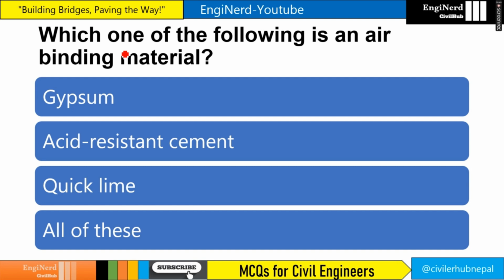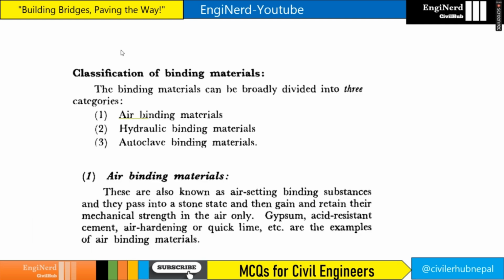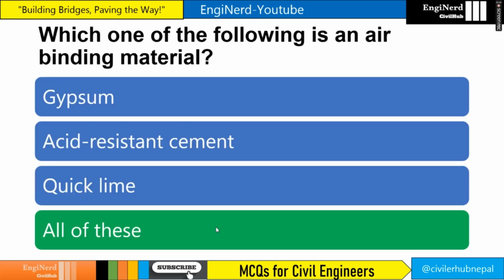Which one of the following is an air binding material? Gypsum, acid resistant cement, quicklime, all of these. The answer is, if you see here in the air binding materials, gypsum, acid resistant cement, and air hardening or quicklime are the examples of air binding materials.